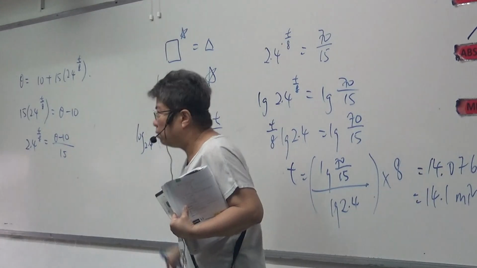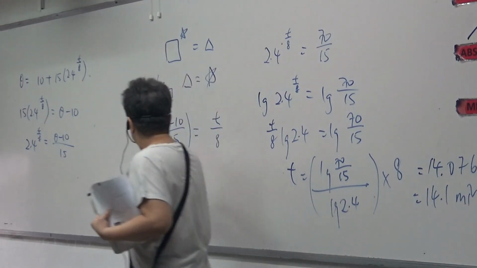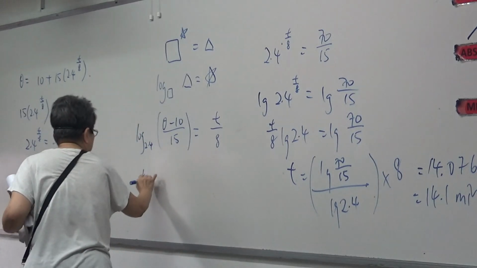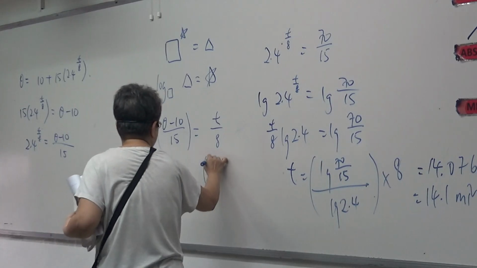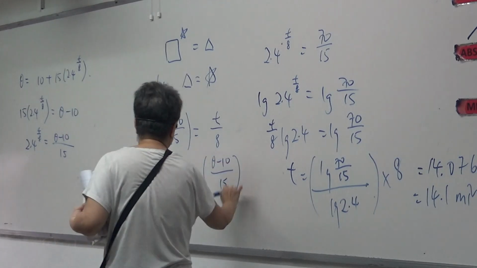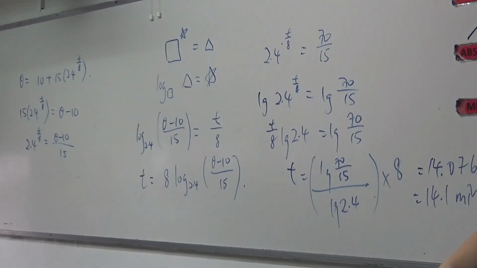Can you see what I'm talking about? Do you know why I write this? Because I want you to see the whole thing, okay? Now, that means there's only one t. t will be 8 times log base 2.4 of theta minus 10 over 50. So this is the logarithmic form.